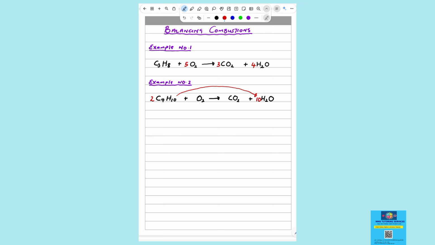Now we can start distributing the rest. Then we've got 2 times 4 carbons, which is 8. So I'm going to put an 8 here for the number of carbons. Carbon and hydrogen are already balanced. I've got 8 carbons, 8 carbons. I've got 20 hydrogens, 20 hydrogens.